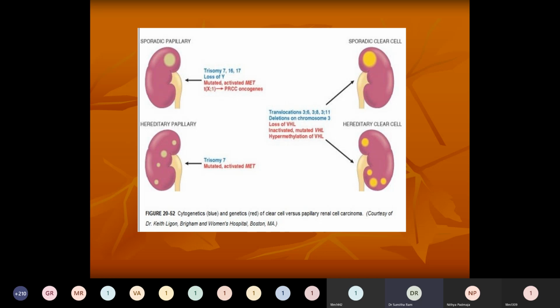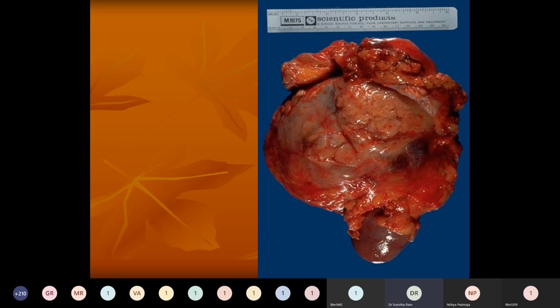Whereas the sporadic papillary carcinomas have trisomies 7, 16 and 17 with loss of Y chromosome, and a mutated, activated MET gene, that is, translocation between X and 1, which leads to the PRCC oncogene. Hereditary papillary carcinomas involve trisomy 7 with mutations and activation of MET, and again can be multifocal. Now coming to the gross appearance of renal cell carcinoma.